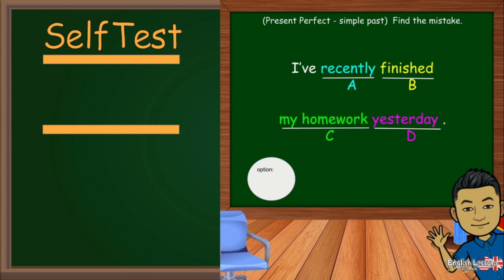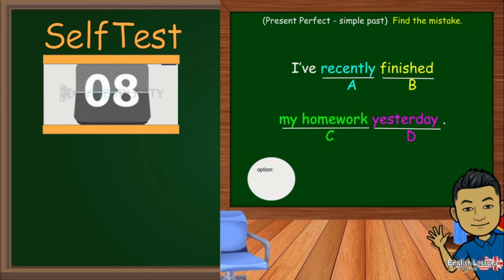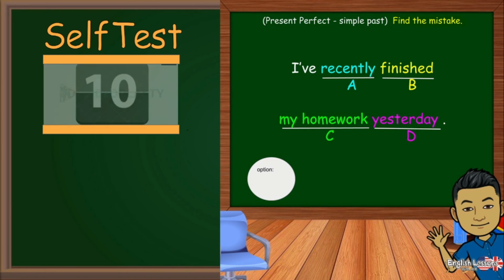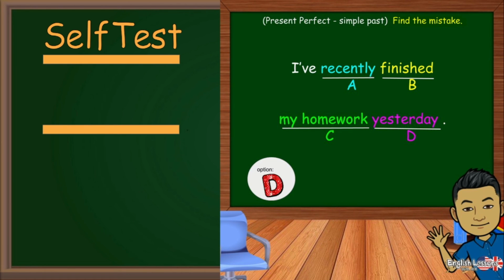Last practice. Find the mistake. I recently finished my homework yesterday. Good. The mistake is on letter D because of the adverb recently. We are talking about an action that happened at an indefinite time in the past. Then we don't need a past time expression in this sentence. I've recently finished my homework.